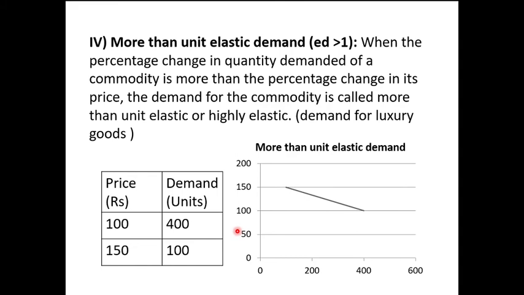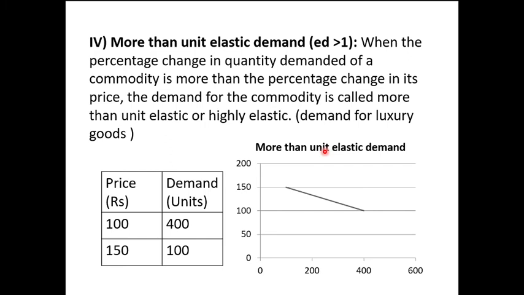Then the next one is more than unit elastic demand. Here, the change in quantity demanded for a commodity is more than the change in its price. So this is called more than unit elastic or highly elastic demand, where ED is greater than 1. This happens in the case of demand for luxury goods.